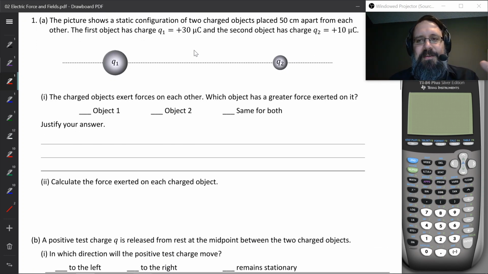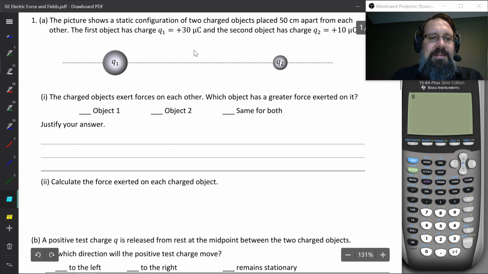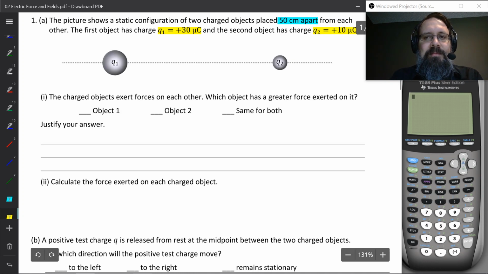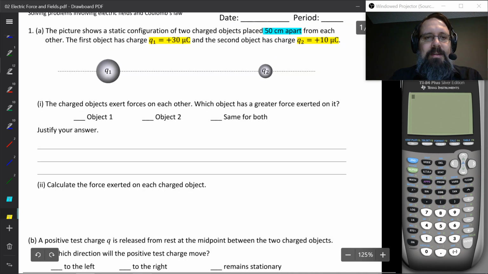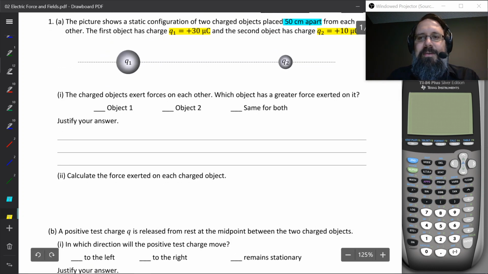All right, let's begin. First off, we're going to talk about a static configuration of charge. Static means that the charges aren't moving. So these two charges, Q1 and Q2, are fixed in place. It's telling us that they're 50 centimeters apart, and it's going to tell us how much charge they have. Q1 has a positive 30 microcoulomb charge, and Q2 is a positive 10 microcoulomb charge. Okay, so what we're going to try to do now is figure out the answer to this question.